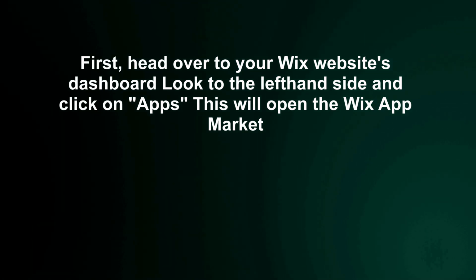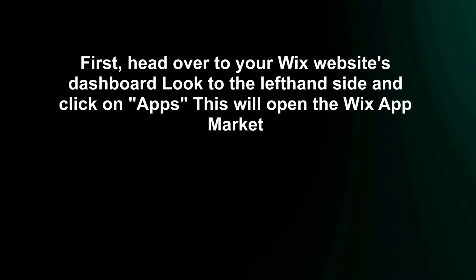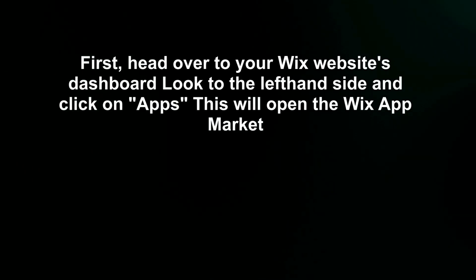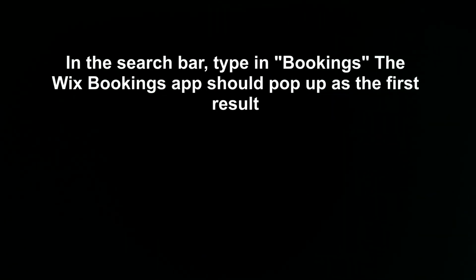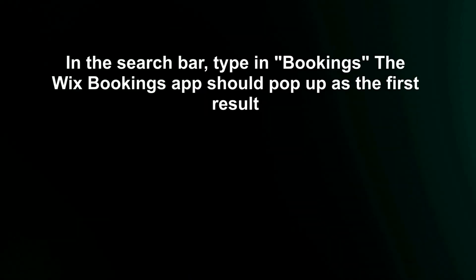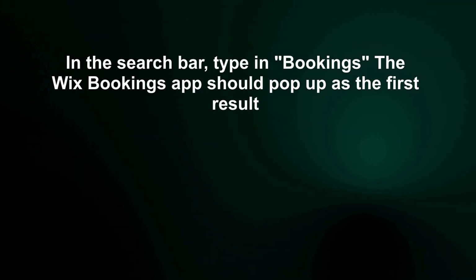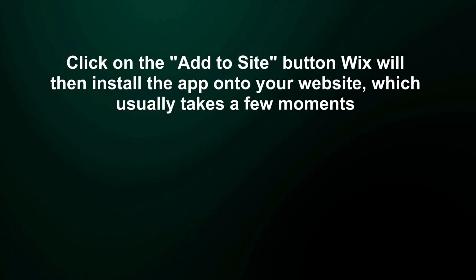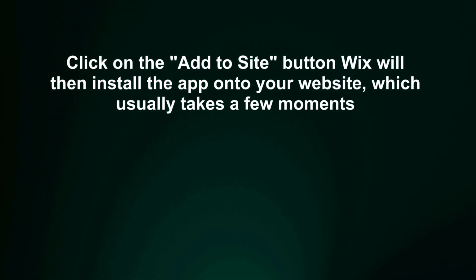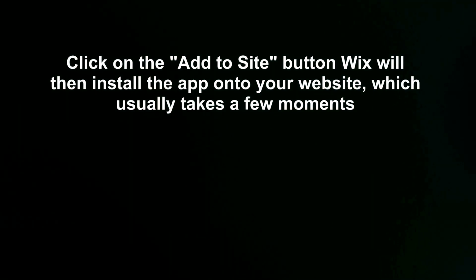First, head over to your Wix website's dashboard, look to the left-hand side and click on Apps. This will open the Wix App Market. In the search bar, type in Bookings. The Wix Bookings app should pop up as the first result. Click on the Add to Site button. Wix will then install the app onto your website, which usually takes a few moments.